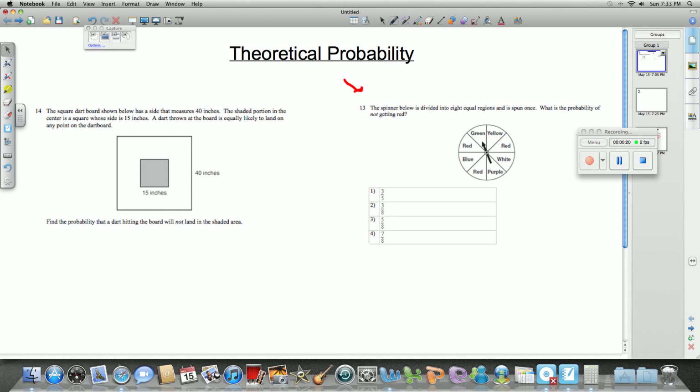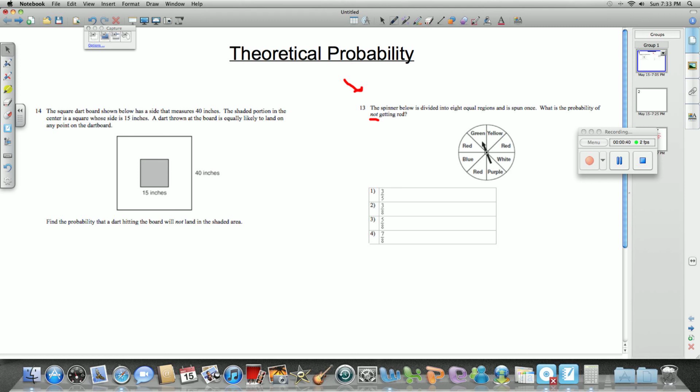Now, this one always catches a lot of people. The reason it catches a lot of people is because of the word "not." Everyone reads it once, doesn't read it clearly enough, doesn't read it over. You really got to look out for the "not." It says not getting a red.